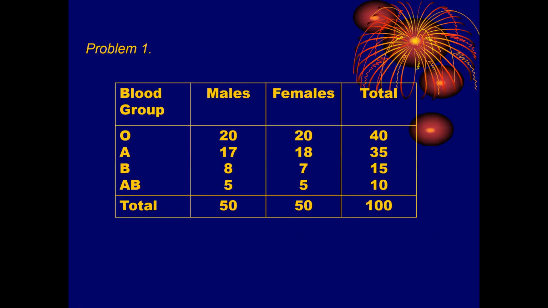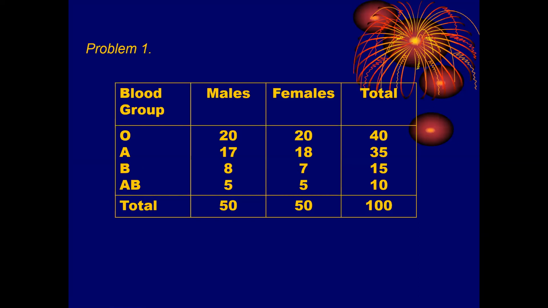Now, take a look at this problem right here. We have blood groups O, A, B and AB, and we collected for males and for females. This table is cross-tabulated. Now the 20 here is the number of males that have blood group O, and 20 for females. It means the number of males and females that have blood group O are equal. But when you look at blood group A, they are not the same. Or blood group B, they are not the same, and the same for blood group AB. Of course, the total number of males that I have is 50, and the total number of females that I have is 50. Can you see that now?